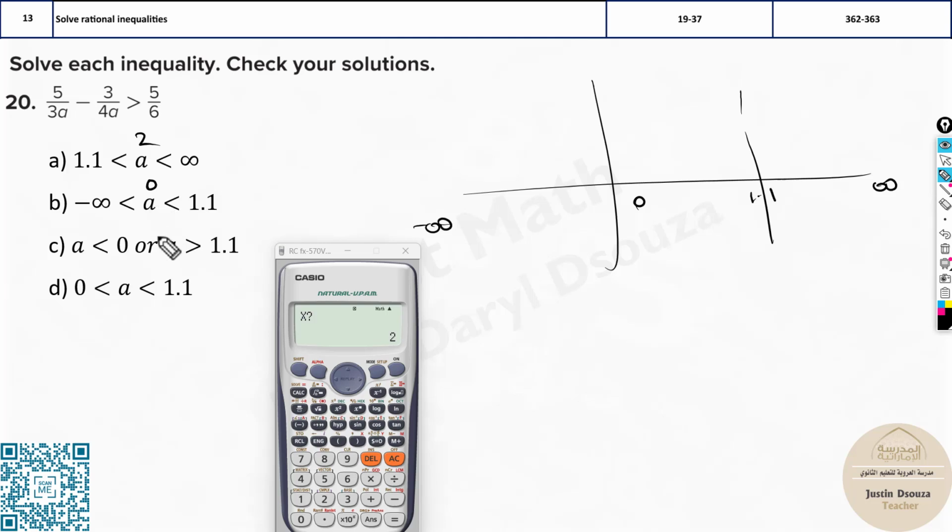But now, there's one more thing. They have two options here. See, A is less than 0, so I'll take minus 1, and A is greater than 1.1, so I have to take 2. Here I have to test both of these. If one is correct, that's not enough. Both must be correct. And lastly, we have from 0 to 1.1. That means I'll take it as 1. So let me test all these four values for this given equation.